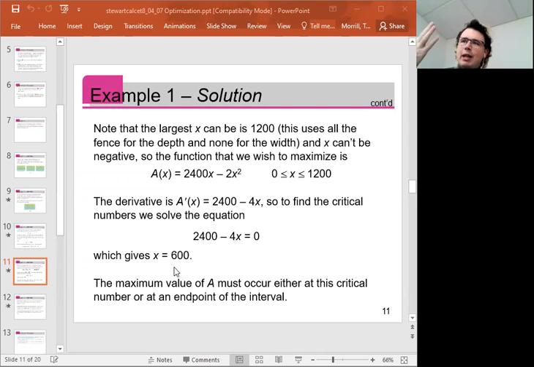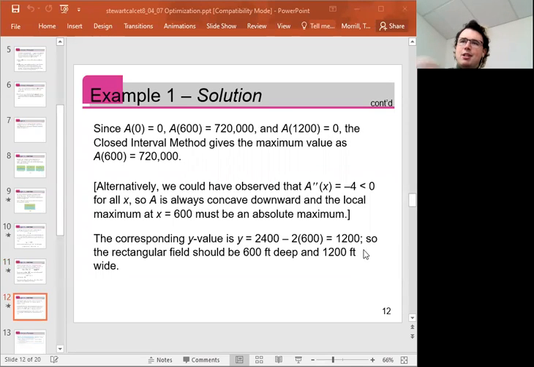So this gives me 3 numbers to check. I will check x equals 0 and see if that is the most amount of area. I will check x equals 1,200 and see if that's the most amount of area. And then I will check x equals 600 and see if that's the most amount of area. All 3 of them are candidates to be the maximizer. So let's go ahead and try running these through the formula.